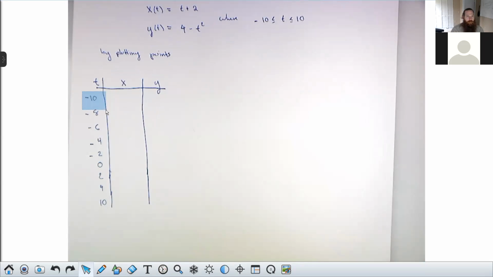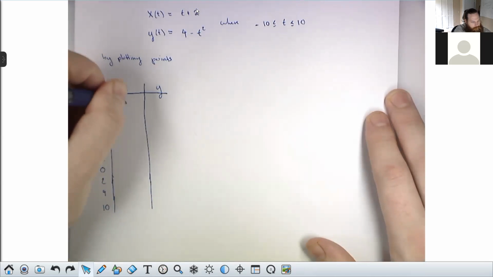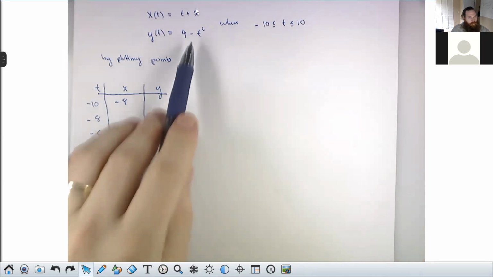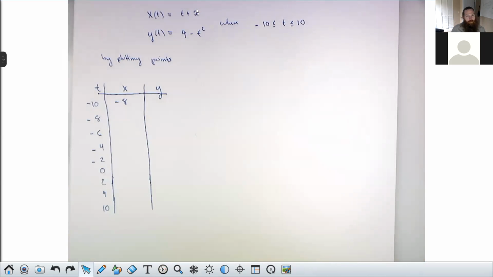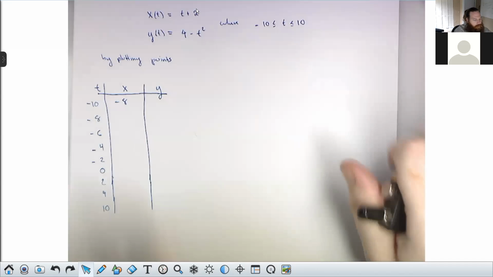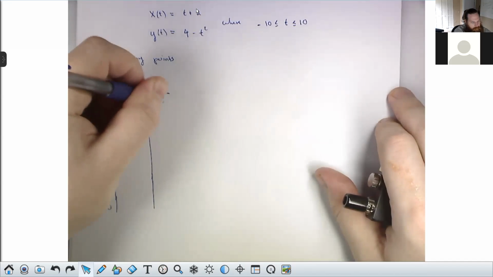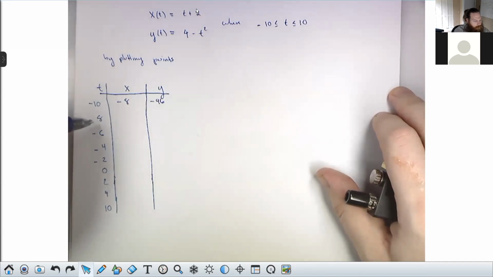If I plug in -10 to this equation for x, so I take this -10 and I plug it in everywhere there's a t in the x equation. -10 plus 2 is -8. And if I plug -10 into the equation for y, oh, this is out of control, isn't it? Yeah, 4 minus -10 squared. That's 4 minus 100. That's -96. So some of these I won't.